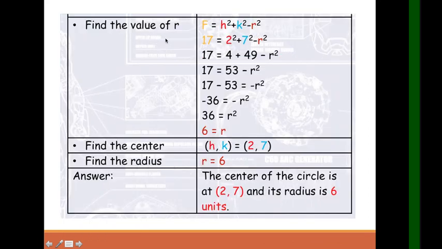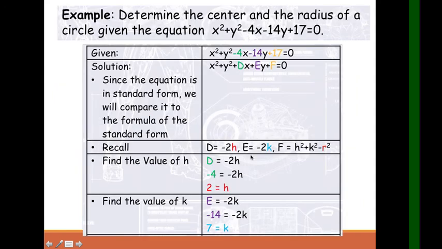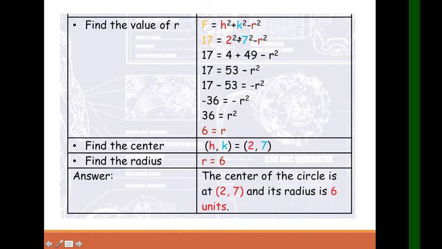For the value of f, we have h squared plus k squared minus r squared. So we're looking for the r now. We have 17 for the f, which is equal to 2 squared plus 7 squared. This is what we got, no? 2 and 7. So we have 2 squared and 7 squared minus r squared. We don't have r squared yet. So 2 squared is 4 plus 7 squared is 49 minus r squared. So 4 plus 49 is 53.